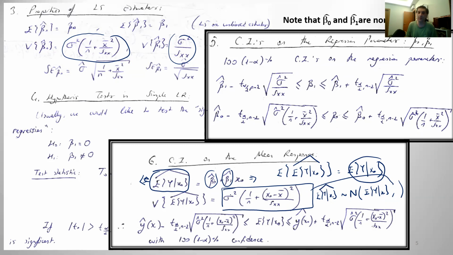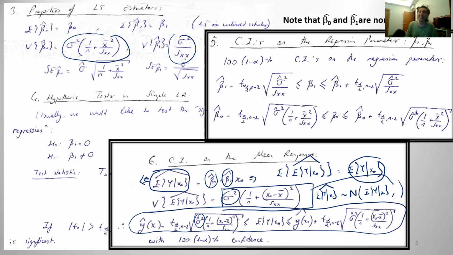Therefore, since we don't know sigma square, instead we use sigma hat here. Therefore, this is going to be t distributed, and we can find the corresponding confidence interval here. But here the meaning is maybe more important. We find now a confidence interval not for beta 0 and beta 1. We find a confidence interval for the line itself, which is the expected value of y given x0.